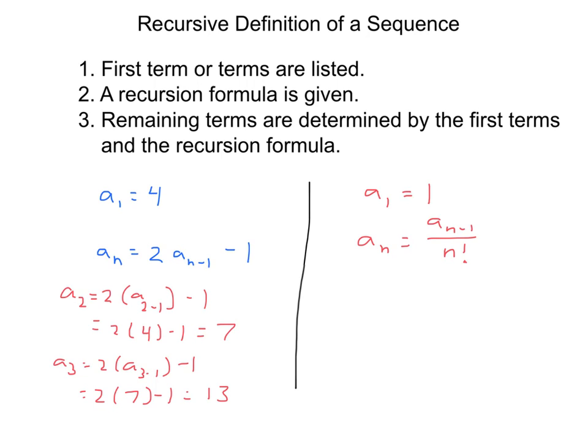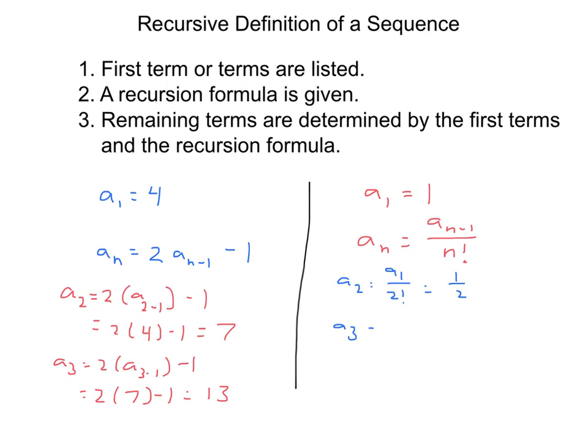In this next one, we are told a sub 1 is 1, and this time a sub n is a sub n minus 1 over n factorial. So you'll see both the n and the a sub n. But because our numerator here is a specific term of the sequence, this is a recursive definition of that sequence. And so, if I want the second term, I know a sub 2 is going to be a sub 2 minus 1, which will be a sub 1 over 2 factorial, which is going to be 1 over 2, which is 1/2.